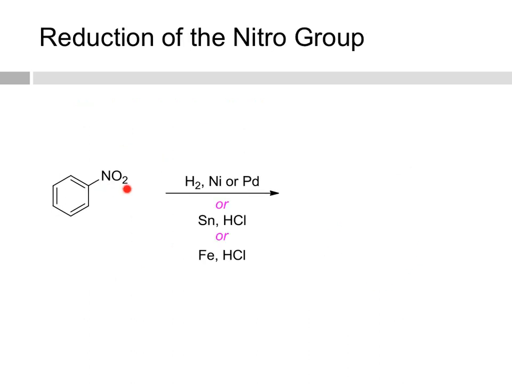Nitro groups can be reduced, regardless of whether they're on an aromatic ring or not, to the corresponding amine. The reagents that we can use for this are either hydrogenation conditions with hydrogen, nickel, or palladium as a transition metal catalyst. We can use tin and hydrochloric acid, or we can use iron and hydrochloric acid. In each of these cases, we're doing a functional group transformation from a nitro group to an amine.